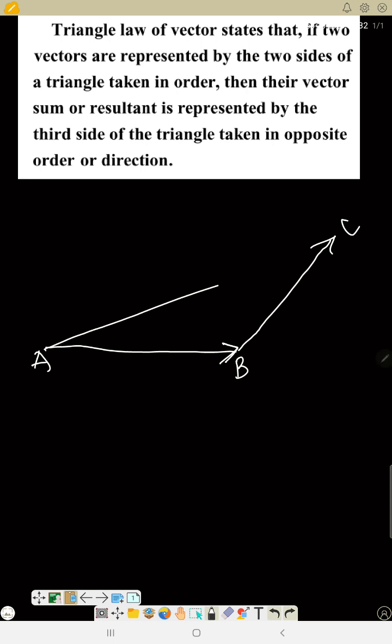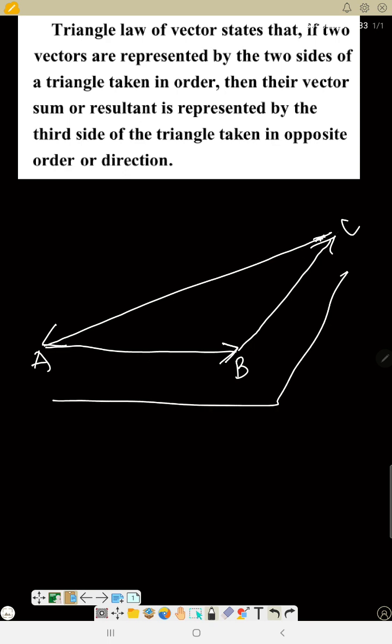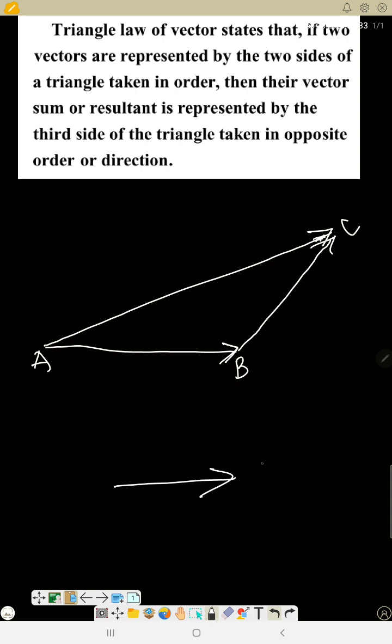Normally I should have a third side now to make it a triangle. So it's represented by the third side taken in opposite order. So instead of it coming this way, that is following the same order, like this, like this, it will rather go this way, opposite order. It can't be in that order again, so it will rather be in opposite order this way.